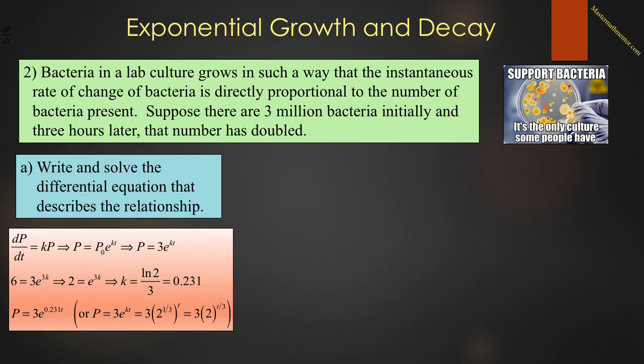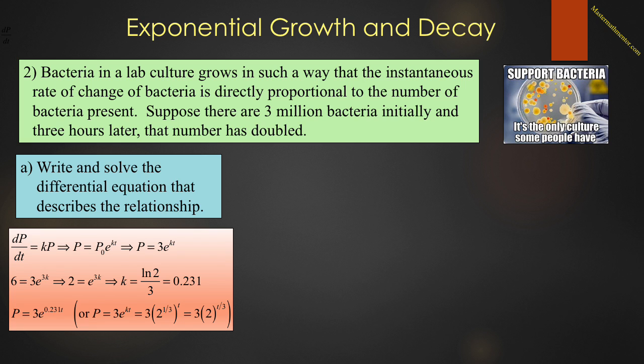We then will use the fact that in 3 hours there are 6 million bacteria. So we have 6 is equal to 3e to the 3k. Dividing out by 3, we get 2 is equal to e to the 3k. And therefore k is equal to the natural log of 2 divided by 3, or 0.231. So our solution to the differential equation is P is equal to 3e to the 0.231t.